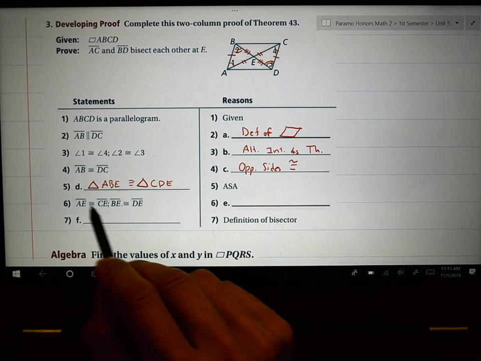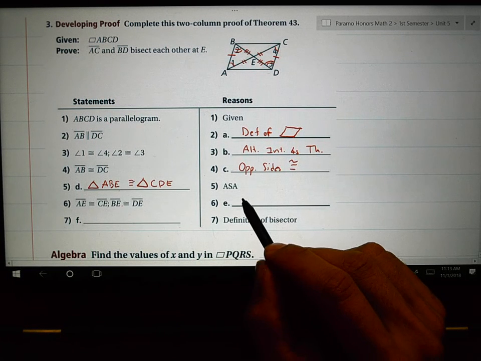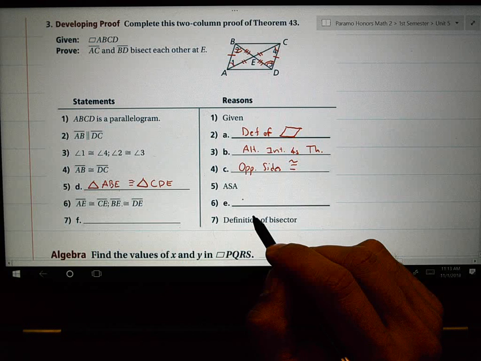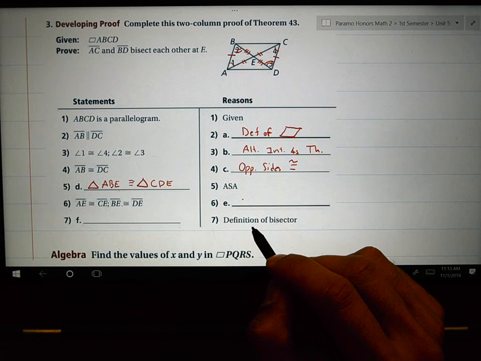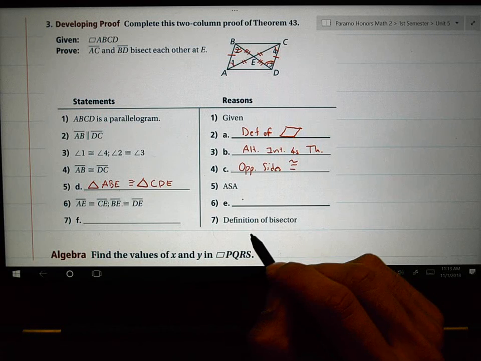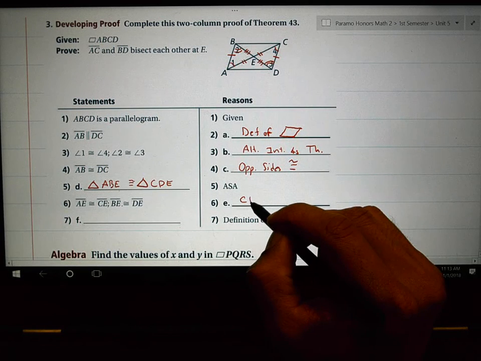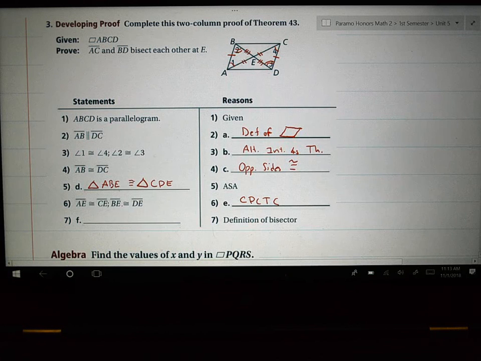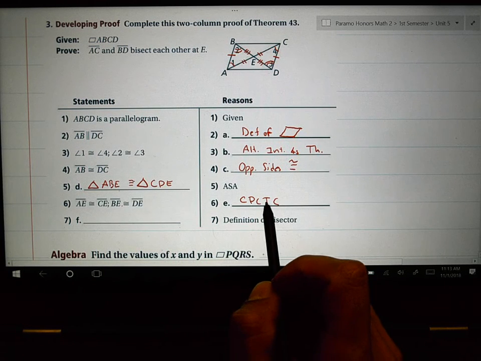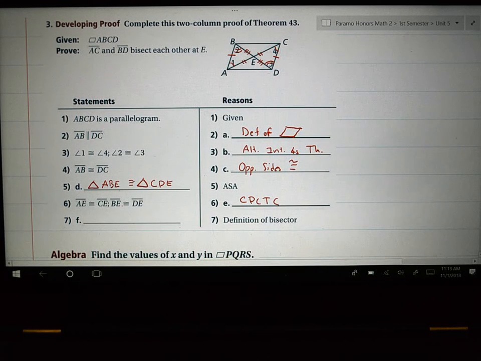How do I know that these are congruent to each other? Which thing am I going to use? Let's see if you remember. If you remember, say it out loud. Corresponding parts of congruent triangles. Okay. You could write out the whole thing if you wanted to: corresponding parts of congruent triangles are congruent. Or you can just abbreviate that to CPCTC.